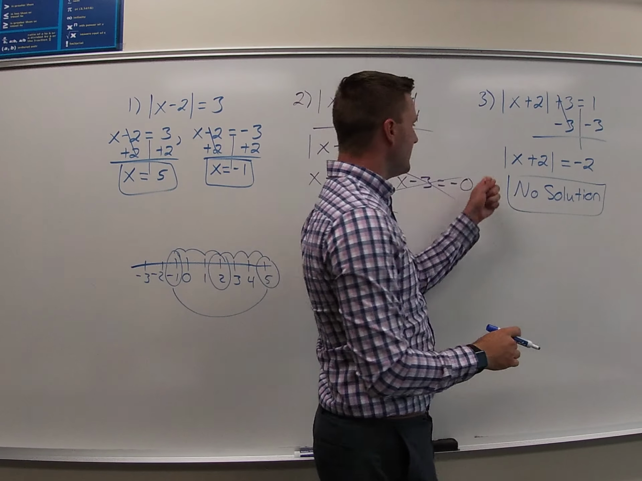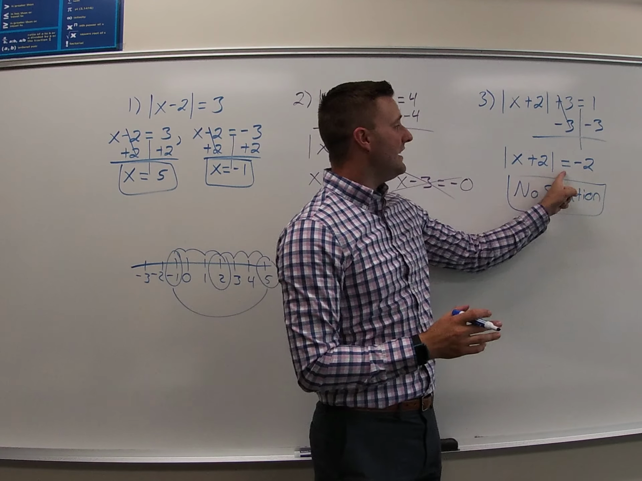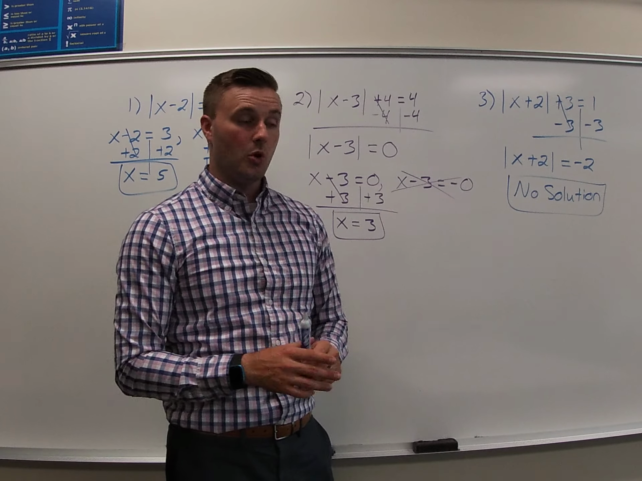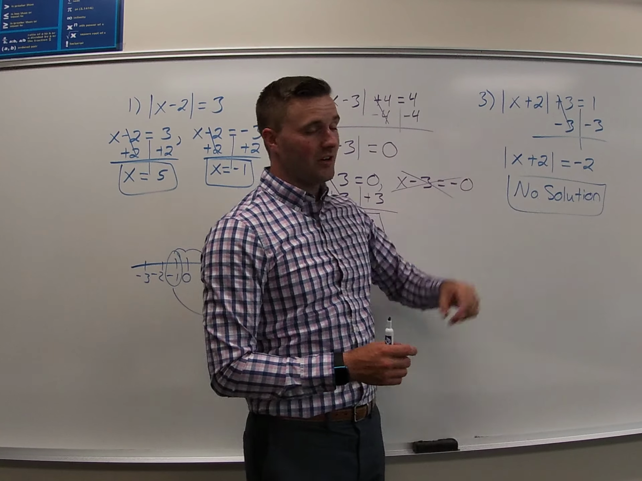So after you isolate your absolute value, and you see that it's equal to a negative number, you can stop there and write no solution. Only after you get your absolute value bars isolated.